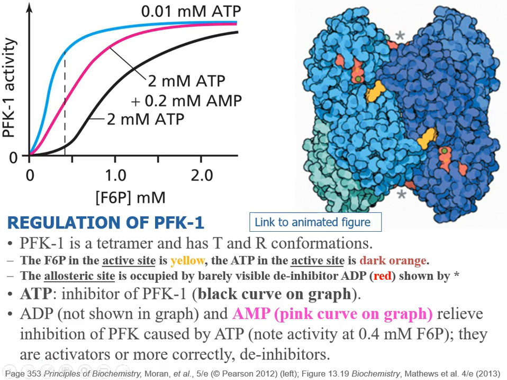We have some other ATP binding sites over here. These are the allosteric ATP binding sites. These are the sites that will inhibit the enzyme and will convert it to its T form if the ATP concentration gets too high. So you do need some ATP because ATP is the substrate, but when the ATP concentration gets too high, the enzyme is converted from its R form to the T form.